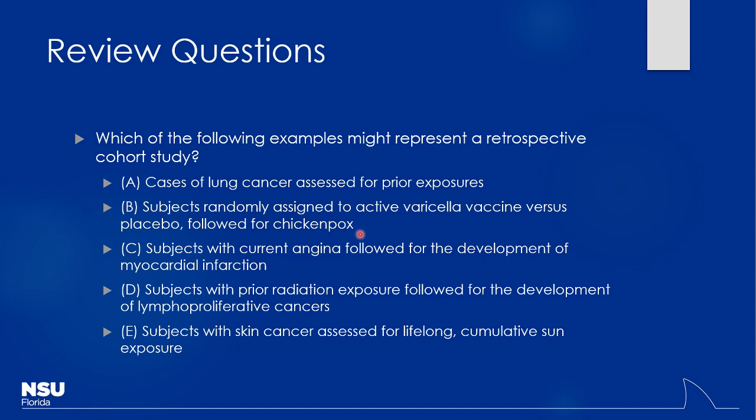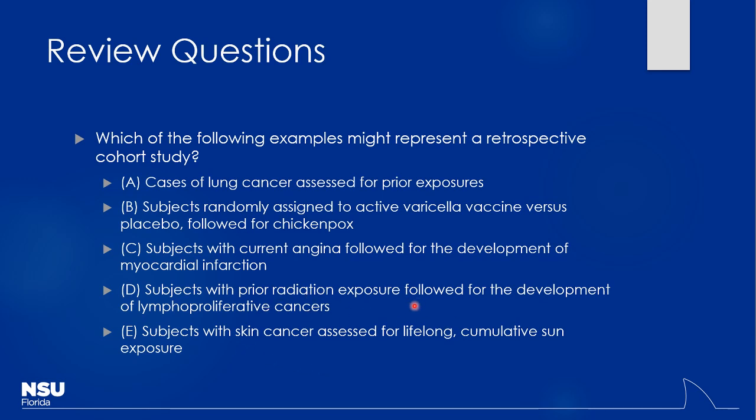Would it be B? No, that's like an experimental study. It wouldn't really count. About C? Yeah, this is prospective. Currently, they have angina. You're looking to see who develops myocardial infarction. How about subjects with skin cancer assessed for lifelong cumulative sun exposure? Again, that's going to be more like a case control sort of study there.